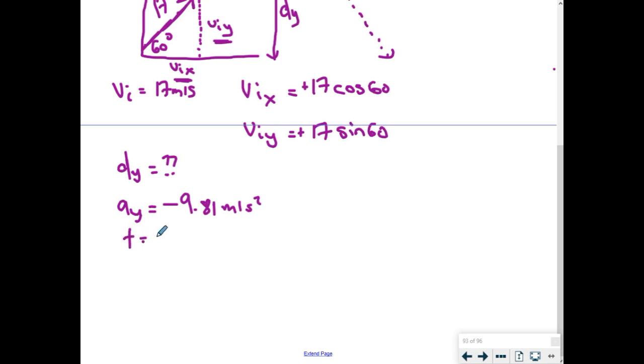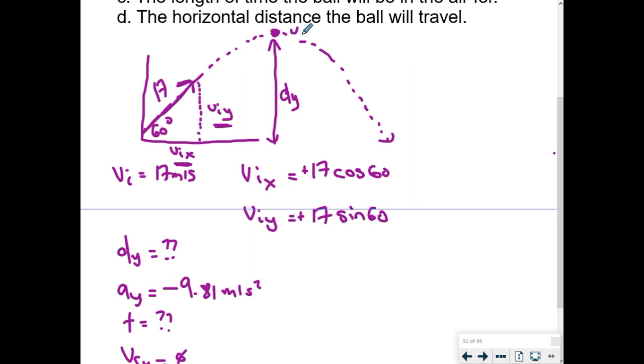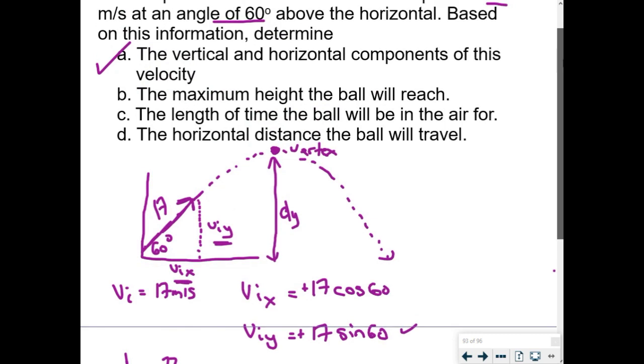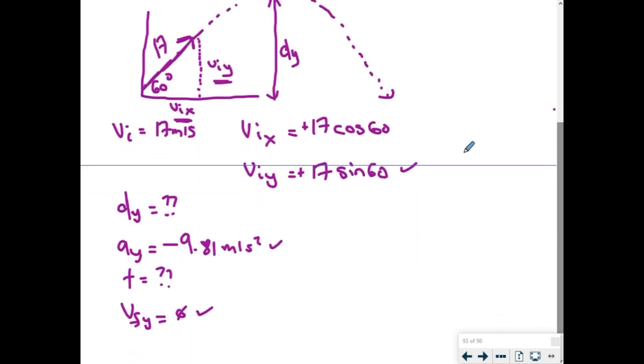Now, I don't know time, so that's kind of unfortunate, but I do know one more thing. I know velocity final in the y direction will be 0. And the reason why is that at the apex, at the vertex, at the peak of this parabola right here, I know that in the y direction it comes to a momentary stop. So it looks like I have 3 variables. I have a VIY, I have an AY, and I have a VFY, which means I should have enough to solve for my remaining 2. So let me look at the question again. Question B said the maximum height of the ball. So let's solve for d.